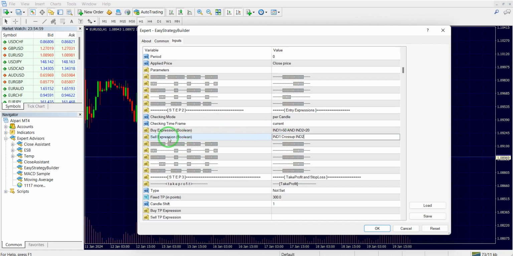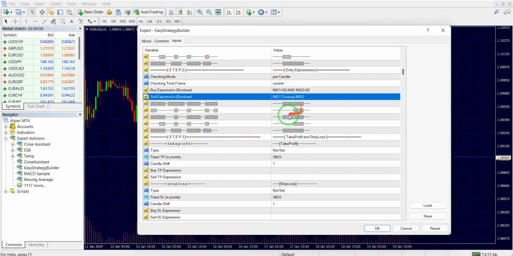Anytime you see in front of an expression that it mentions Boolean, it means it should be a logical expression. Logical means true or false. That means you write a logic here. This logic could be true or false. Indicator 1 greater than 50 and indicator 2 less than 20. This could be true or false. If it is true, it opens the buy. If it is false, it doesn't do anything. And the same for the sell expression. So this is the entry expression.